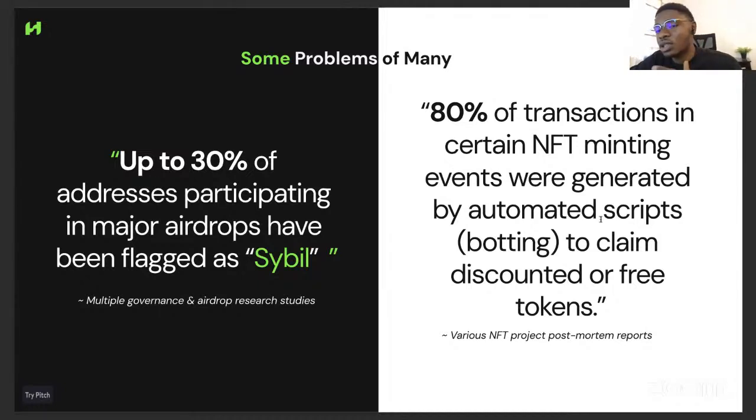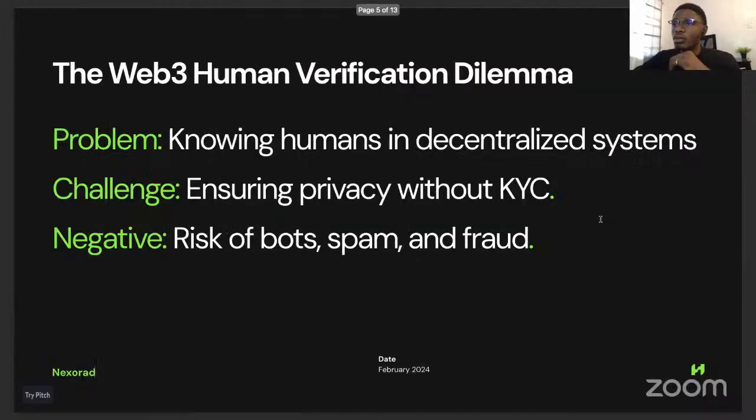So what I'm trying to say by this is, when it comes to NFT minting, the application doesn't know who is actually interacting with their platforms. So they can't verify if anyone claiming or minting an NFT is actually a human or a bot, right? So this is one of the problems we have, which is knowing humans in decentralized systems. It's really hard to know if an individual interacting with a decentralized application is actually a real human.